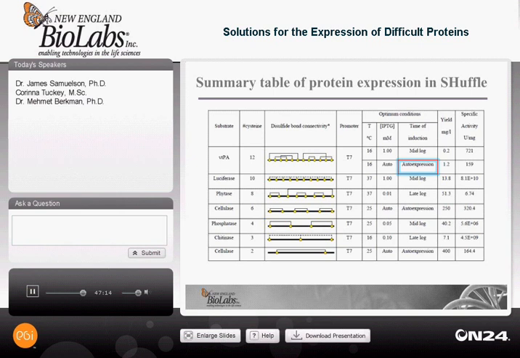We also noticed that the majority of the proteins folded better at lower temperatures, with only a few of them folding at 37 degrees. And we tend to notice that Shuffle strains behave better at lower degrees. So we always recommend that the cells are treated at lower temperatures, and if you're going to try out different temperatures, try out lower temperatures first.